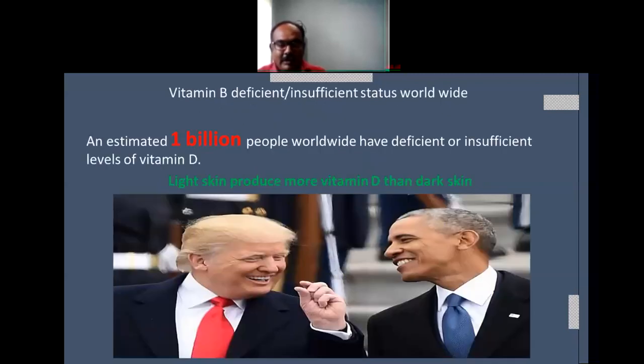So it's a very good photograph in which both Trump and Obama are there. Obama naturally has less vitamin D3 when compared to Trump, because darker skin has more melanin, and this melanin in turn inhibits the UV light, thereby the vitamin D production is decreased in a darker person. That is why I said Obama has a little bit lower vitamin D when compared to white people.